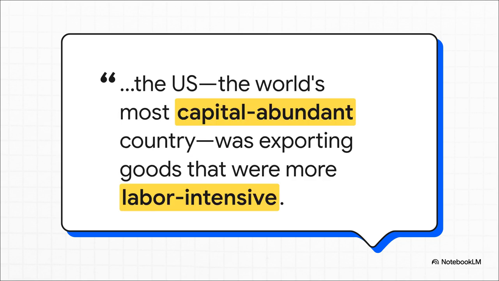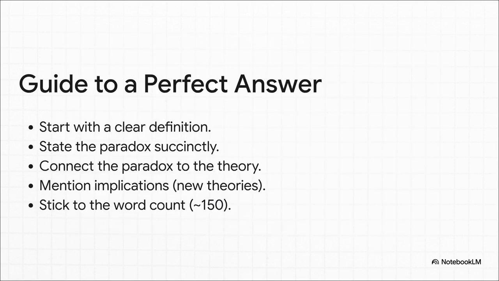And here's the follow-up. See how perfectly it connects? It names the paradox, it gives the crucial context, the U.S. being the most capital-abundant country, and then it clearly states the contradictory finding. It explains why it's a paradox, which is so important. So let's just recap that winning strategy. You start with that razor-sharp definition. Then state the paradox clearly. The most critical part: explicitly connect the two, showing how one contradicts the other.